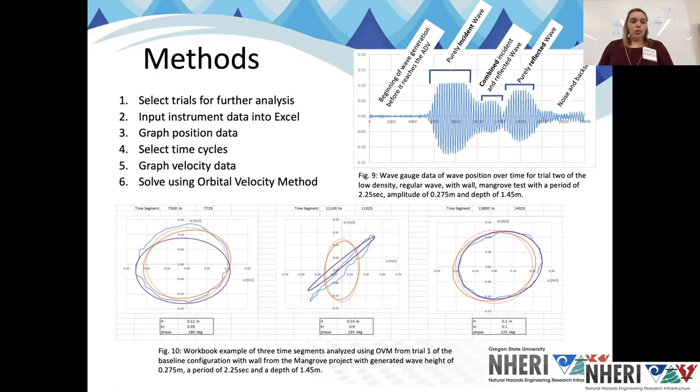So for each trial, I was able to estimate roughly the wave height of the incident wave, the reflection coefficient, and then the phase of the resulting ellipse by manually adjusting these values and then having my linear wave theory equations pre-programmed in a separate file and having Excel iteratively solve this for me. And so it's all done by hand.